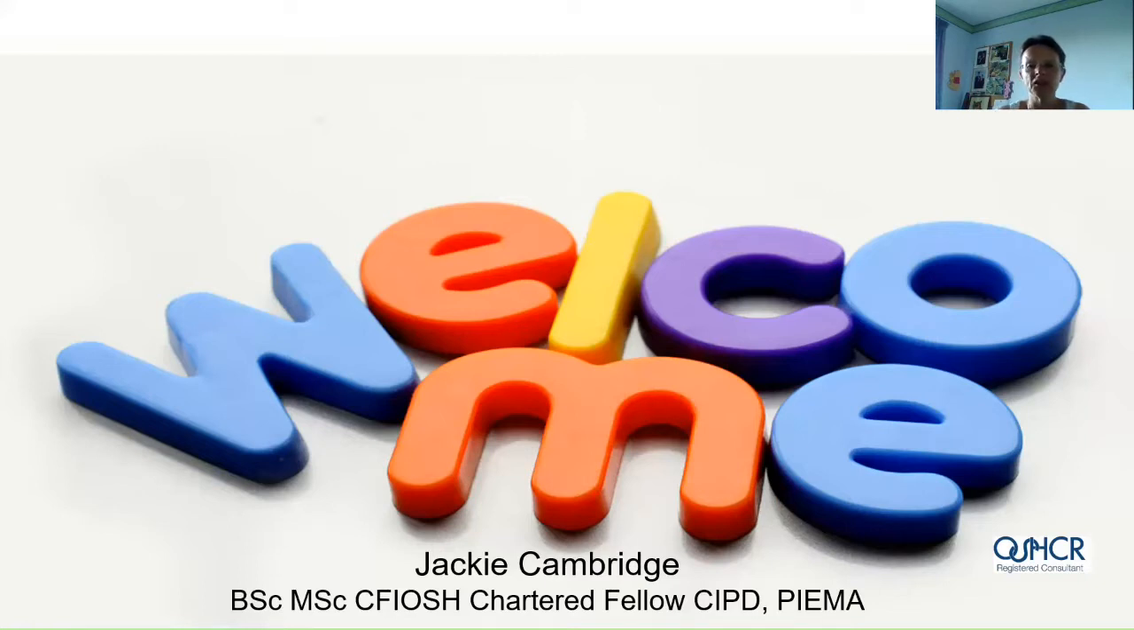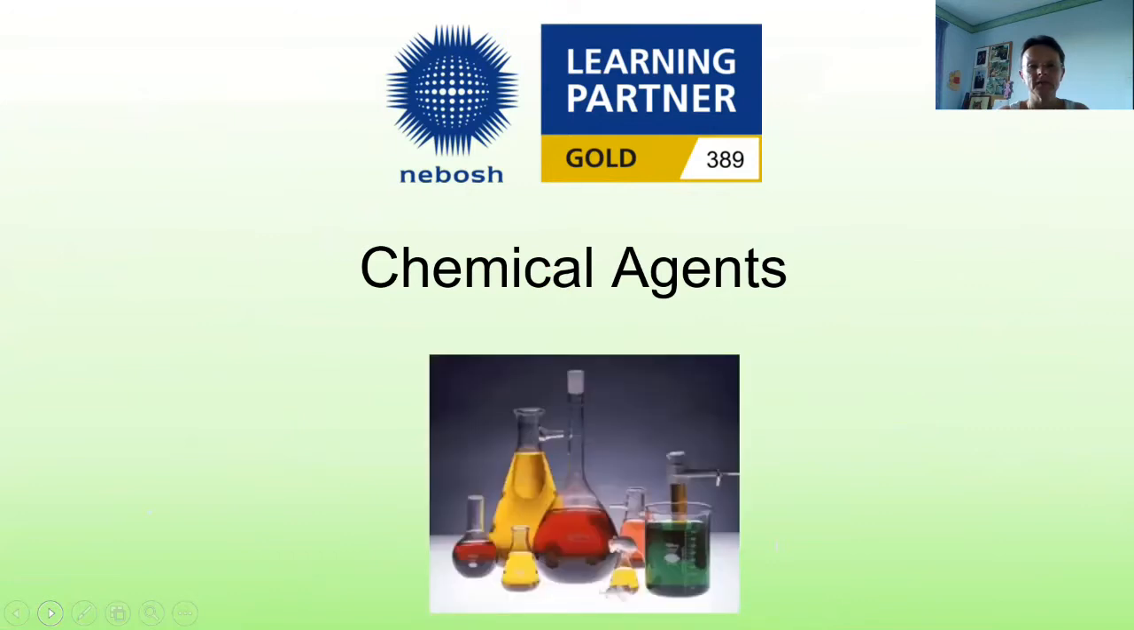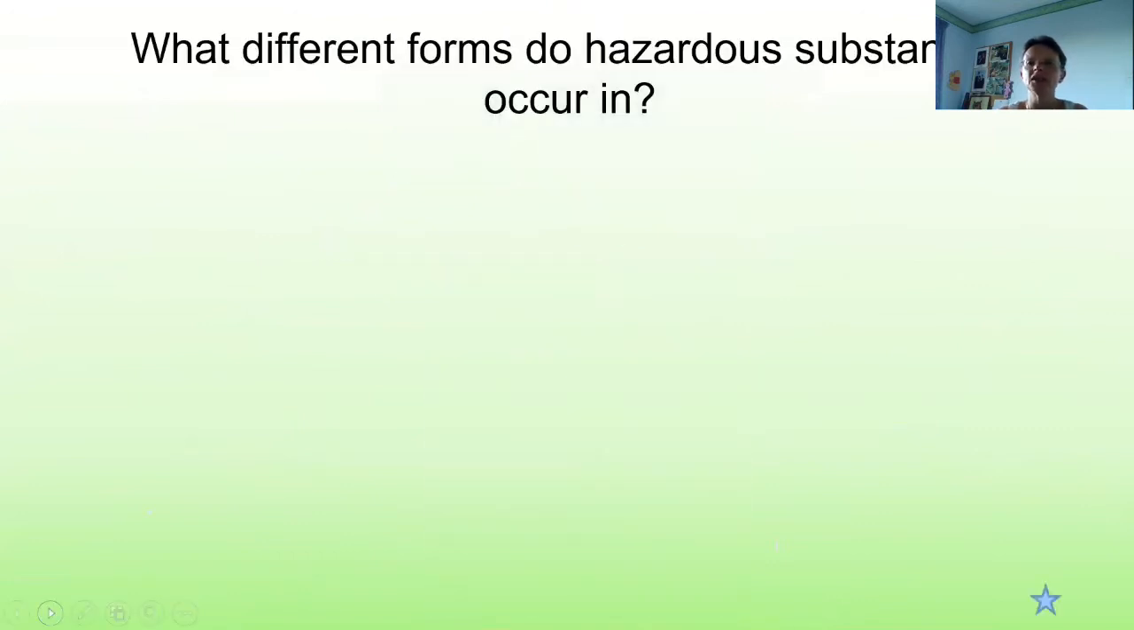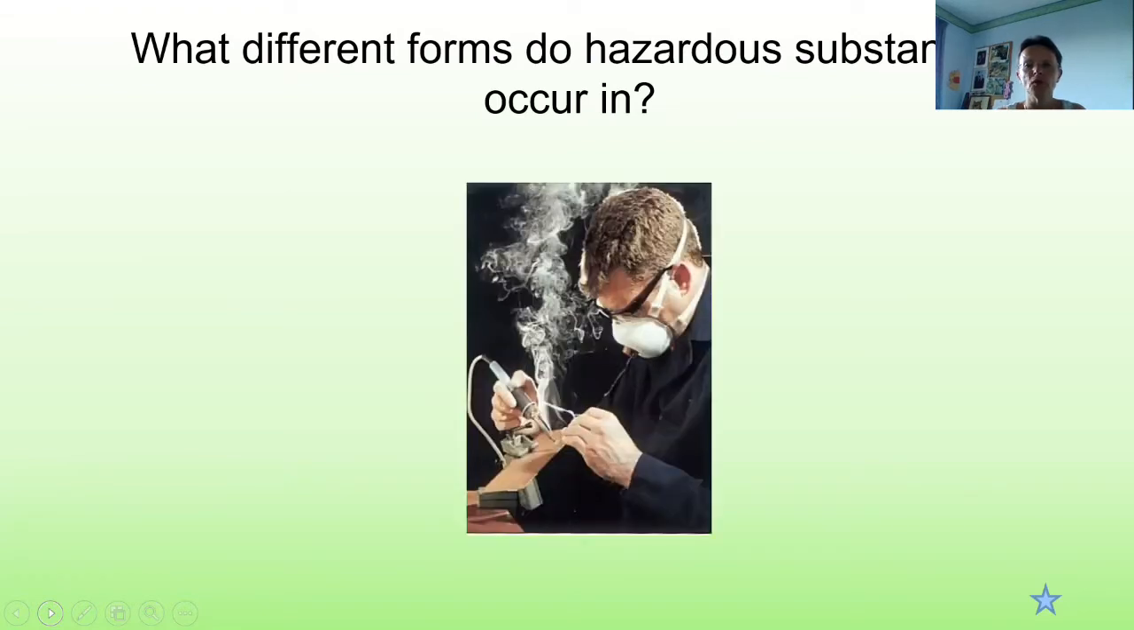In this particular session, we're just going to have a look at hazardous chemicals. So, hazardous chemicals and hazardous substances occur in a variety of forms. Think about chemicals and hazardous substances that you have in your workplace. What are the different forms that those hazardous substances can occur in? There might be a hint in the picture. So what different forms can you think of?